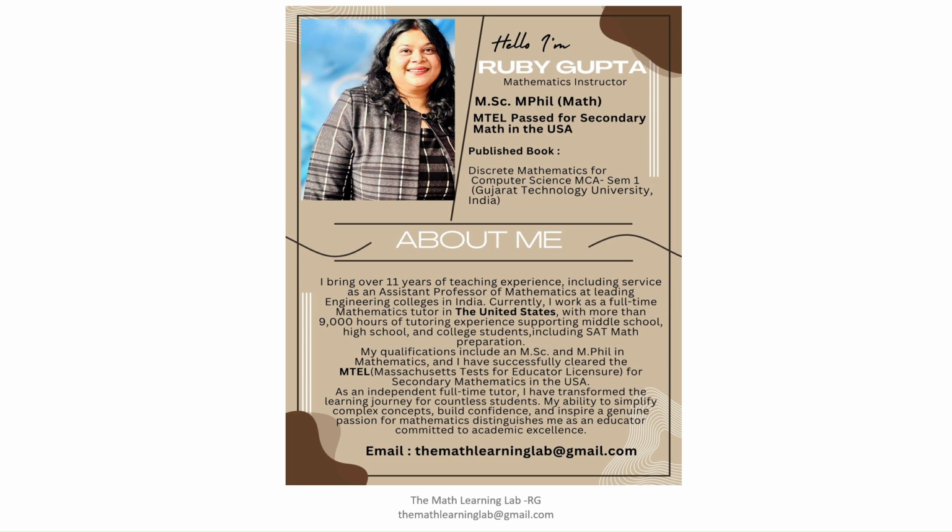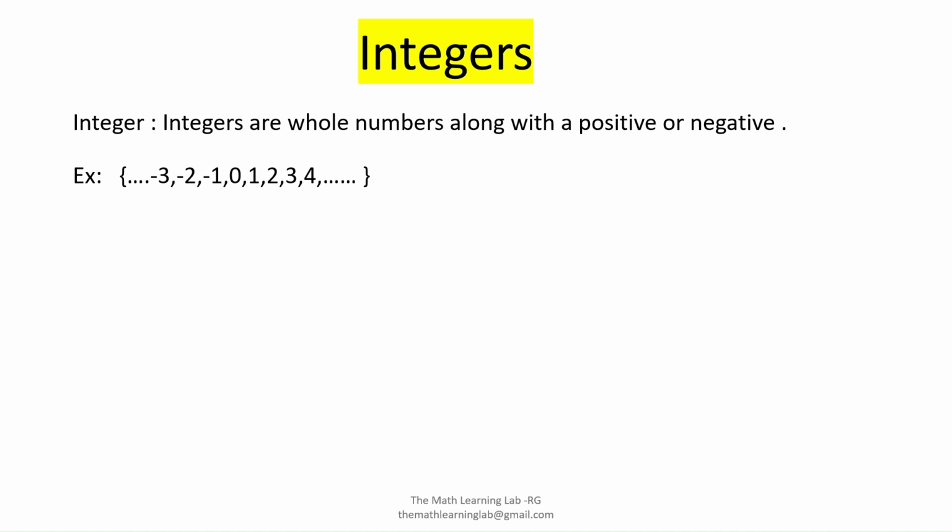So let's get started. Before we get started, let's understand what integers are. An integer is a whole number along with the positive or negative. As you can see on the number line, numbers on the right hand side are increasing like 1, 2, 3, 4, and so on. The numbers on the left hand side are decreasing like -1, -2, -3, and so on.